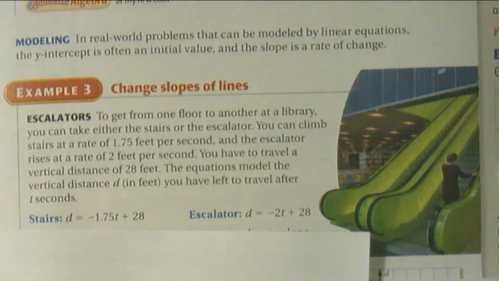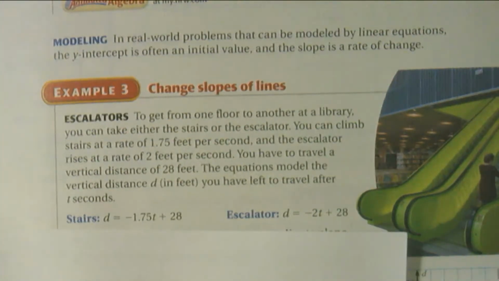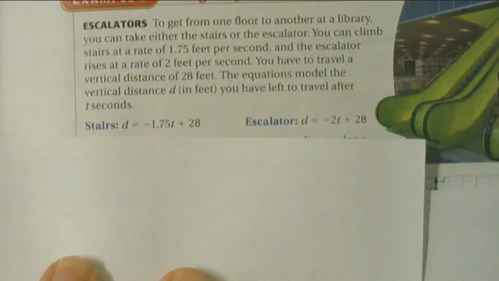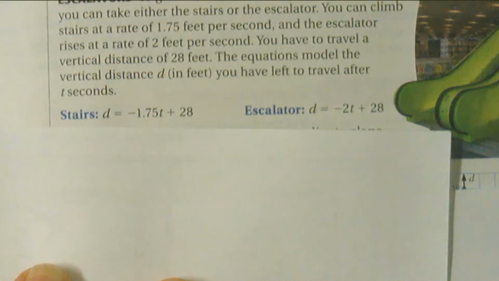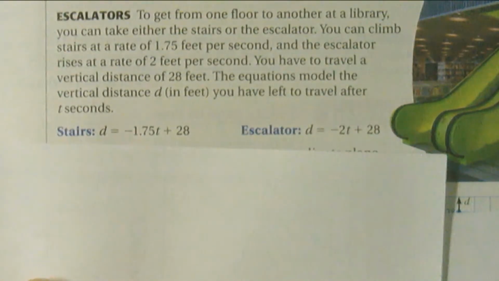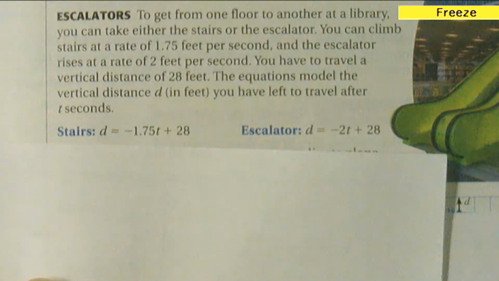All right, so we're talking about an escalator versus stairs. It says to get from one floor to another at a library, you can take either the stairs or the escalator. You can climb at a rate of 1.75 feet per second on the stairs, or you can take an escalator that rises 2 feet per second. You have to travel a vertical distance of 28 feet.